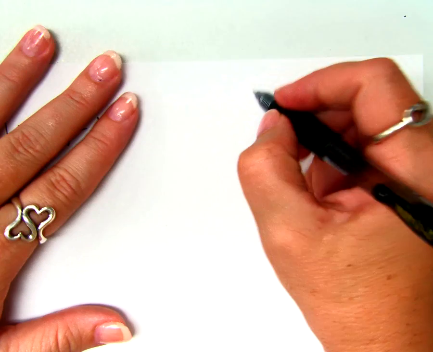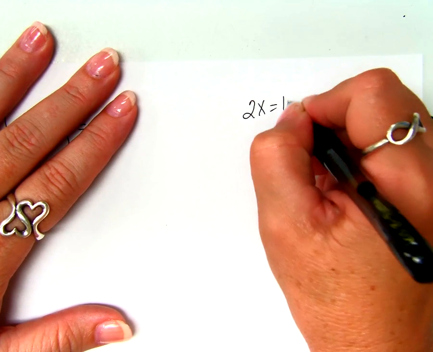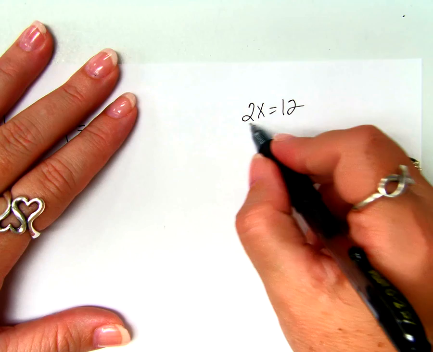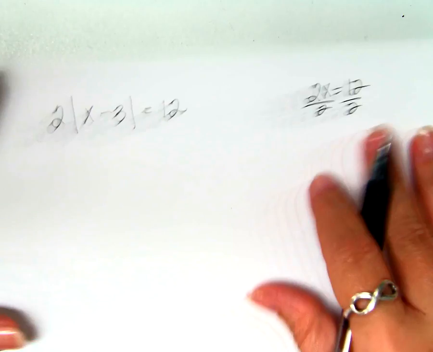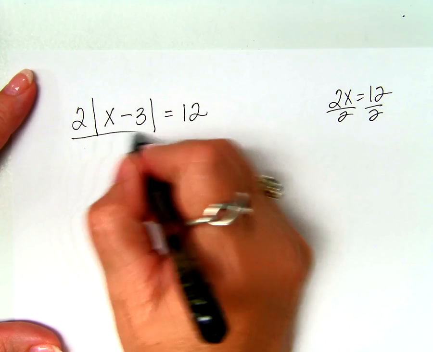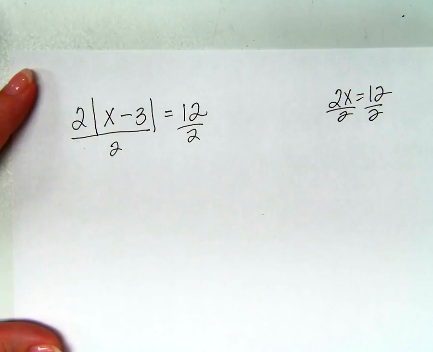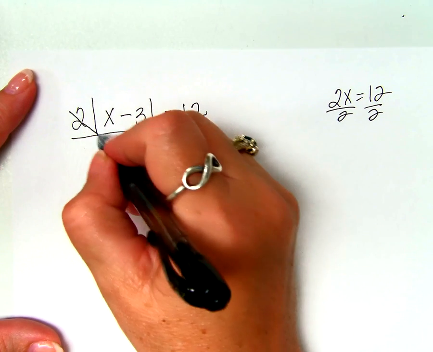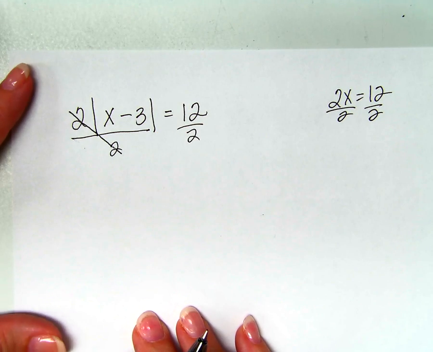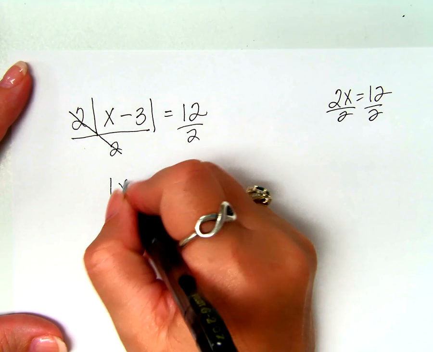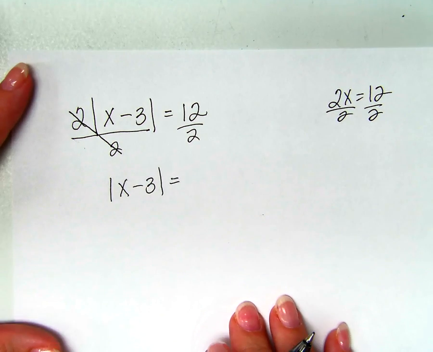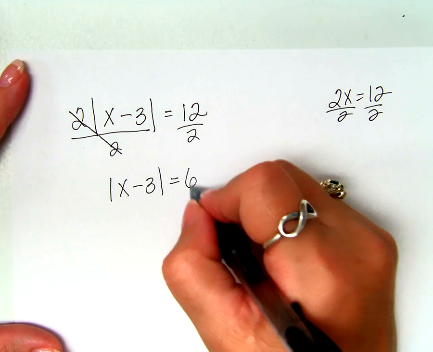So what if this problem was just this? Would I know how to solve it then? Yes. What would I do? I divide both sides by 2, right? Guess what I do here? Divide both sides by 2. What happens on the left-hand side? The 2 simplify to 1, and I'm just left with absolute value of x minus 3. What happens on the right-hand side? 6.